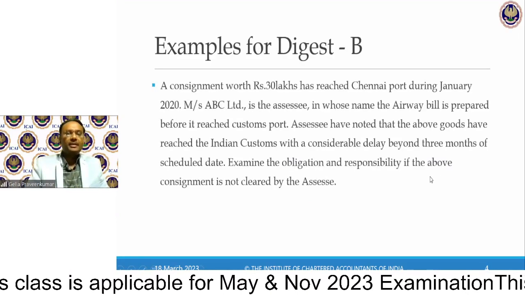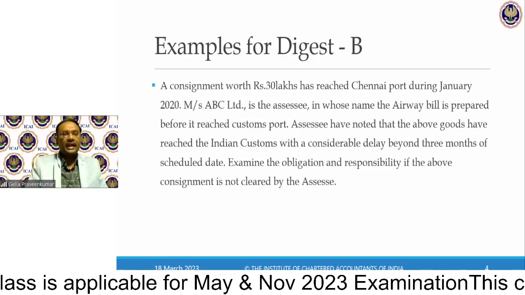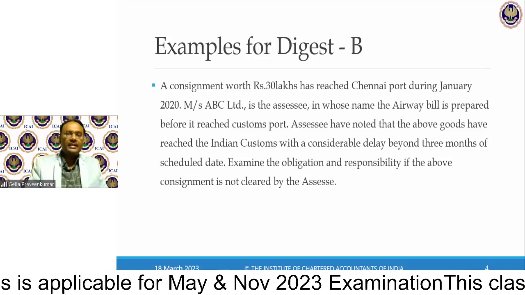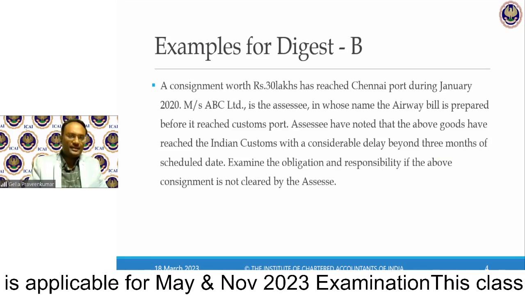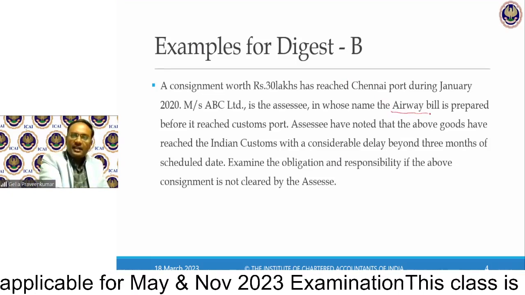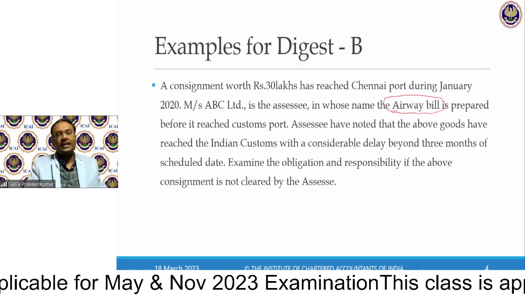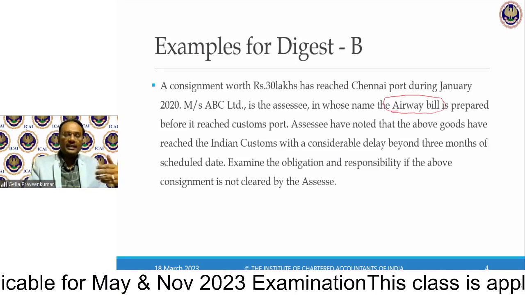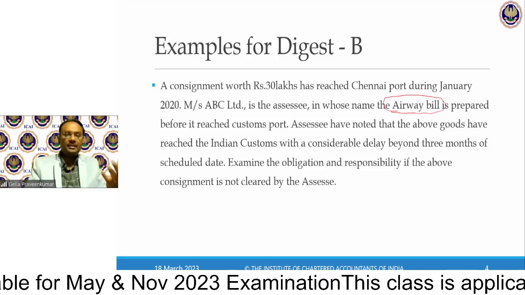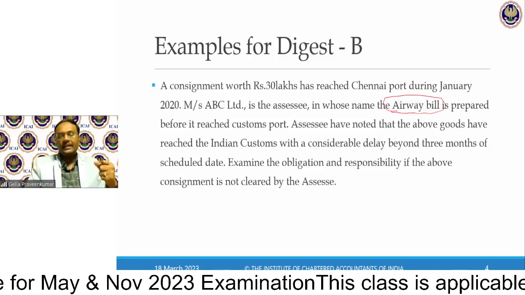Point number 2, example B. A consignment worth 30 lakhs has reached the Chennai port during January 2020. Mrs. ABC Limited is the assessee in whose name the airway bill is prepared before it reached the customs port. Now, this document called airway bill is a document which gives the authenticity for the person who can claim the goods. Like when we go to the customs for getting the goods cleared from the customs station, the person whose name is appearing on the airway bill is the custodian, who has to pay the relevant duties and fulfill the formalities and get the material cleared.